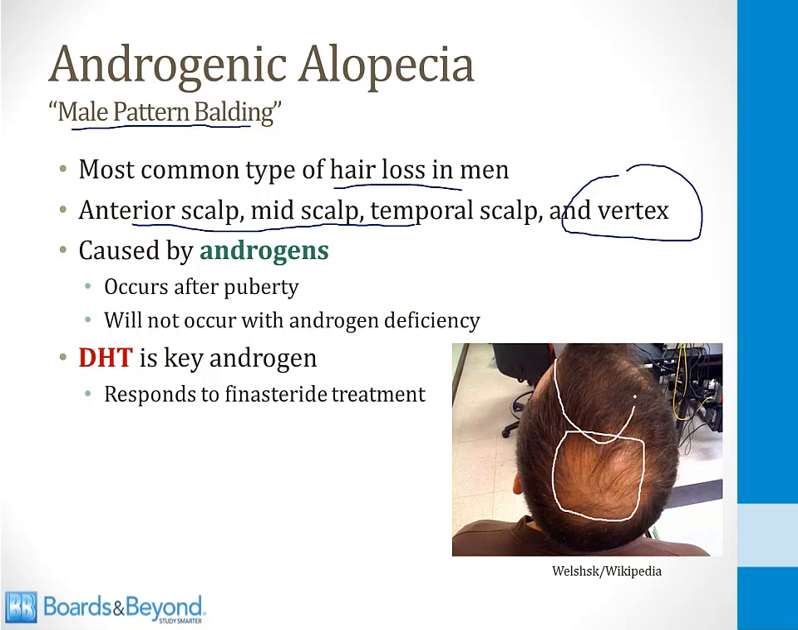In addition, this area right here often has hair loss in androgenic alopecia. Interestingly, the sides and the back of the head typically do not have hair loss in this condition. If you see men that have hair loss there, that's usually for some other cause. It's often seen in people who are undergoing chemotherapy.